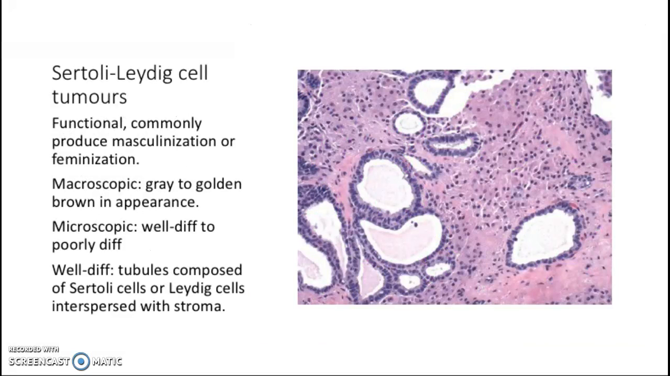Sertoli-Leydig cell tumor is a functional tumor that commonly produces masculinization or feminization. Macroscopically, it's gray to golden brown in appearance, and microscopically, it ranges from well differentiated to poorly differentiated. If it's well differentiated, it's composed of Sertoli cells, like here, and Leydig cells interspersed with stroma.